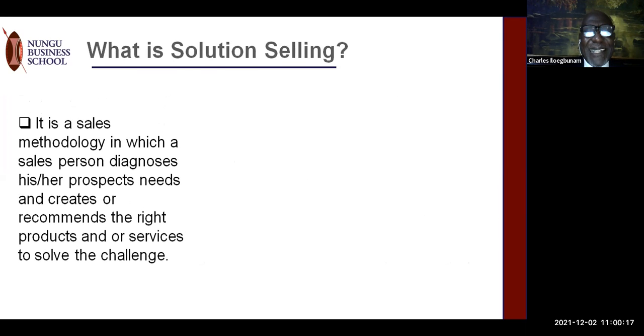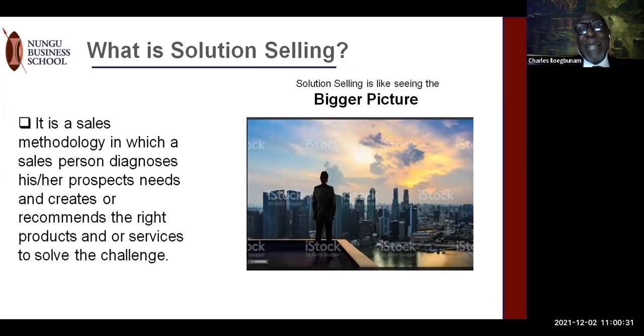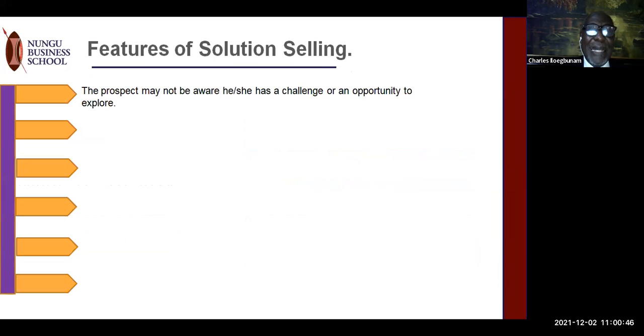It is a sales methodology in which a salesperson diagnoses his or her prospect's need and creates or recommends the right product or services to solve a challenge. It is something like having a bigger picture in mind. Look at this pictorial here. Solution selling puts the customer or the prospect in view and looks around him and creates something that will be satisfying to him. I'll give us clarity as we go ahead.